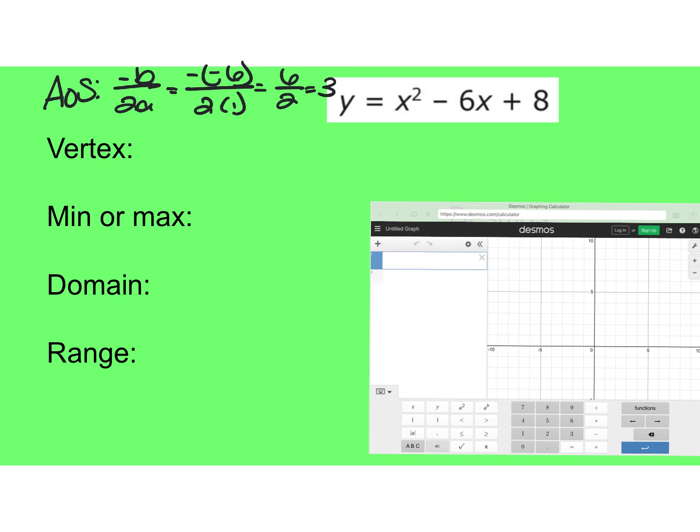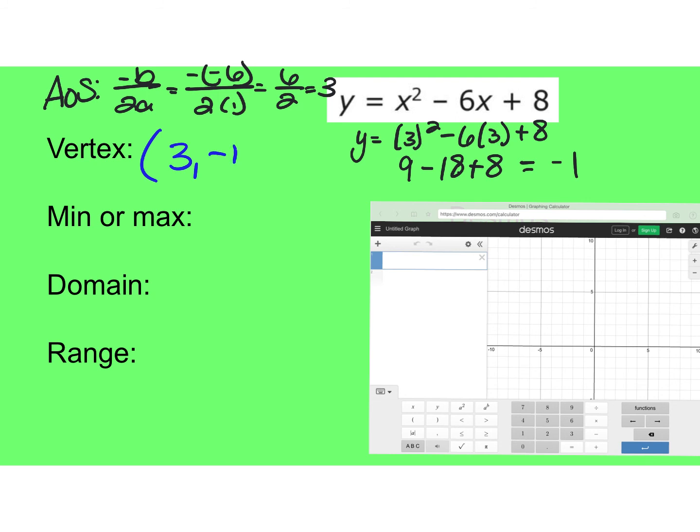So now I'm going to take that 3 and substitute it into my equation. So this will be y equals 3 squared minus 6 times 3 plus 8. So 9 minus 18 plus 8. Working our way from left to right, 9 minus 18 is a negative 9, plus 8 would be a negative 1. So then our vertex would be at 3, negative 1.